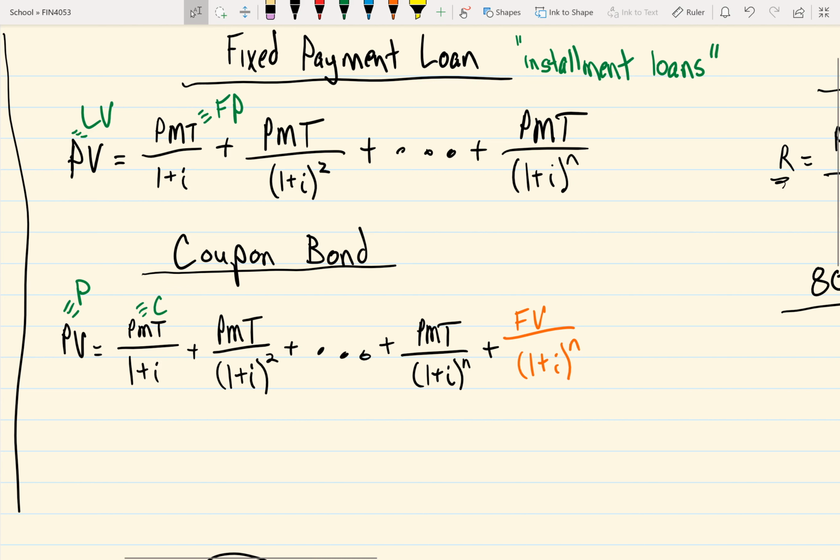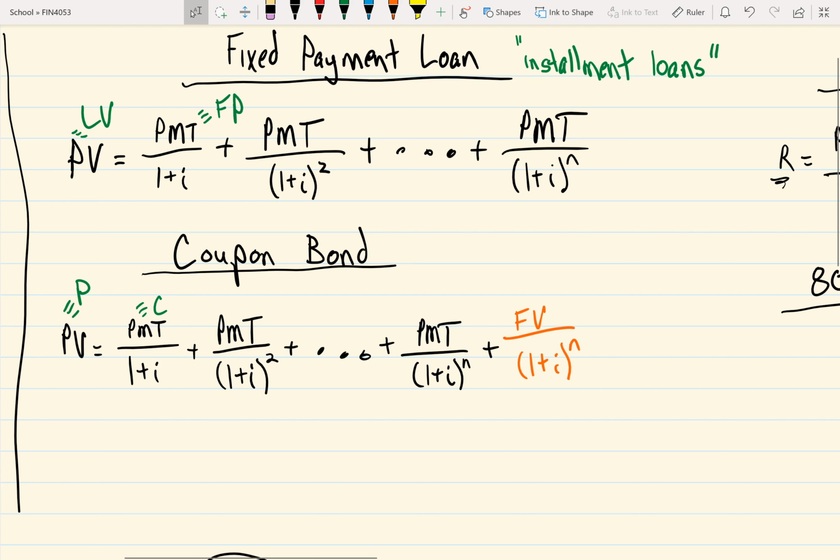So they're making payments to you rather than the other way around, as if you loaned from a bank. But there's only one slight difference. It looks just like the fixed payment loan because it's a series of payments that are each discounted in each period. But then at the end here, they give you back the face value. So you get your $1,000 back here. And the yield to maturity is effectively the discount rate because it's in the denominator.